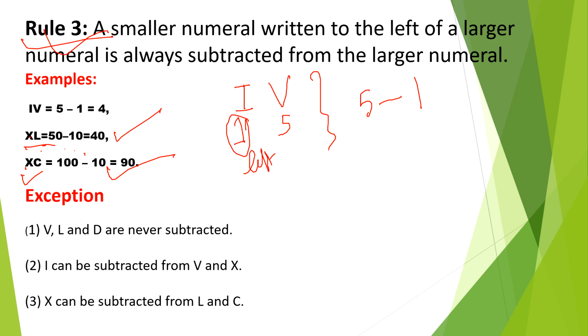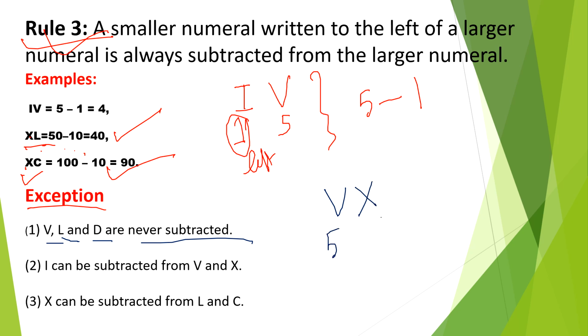Now there are again some exceptions which you need to understand and remember. V, L and D are never subtracted. You can never subtract them. That's not the rule. You will not subtract them. For example, if you think you will write like this, it is wrong.